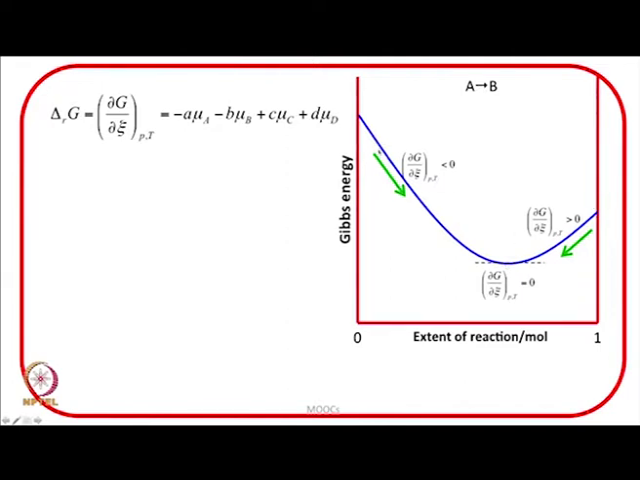On this side, as we discussed earlier, the reaction is spontaneous. Whether this slope is positive or negative will depend upon the chemical potentials of A, B, C and D. If this overall value turns out to be negative, at that composition the reaction will be spontaneous in the forward direction. If the slope turns out to be positive, then at that composition the reaction will be spontaneous in the reverse direction. And wherever this slope is 0, that corresponds to the position of equilibrium.